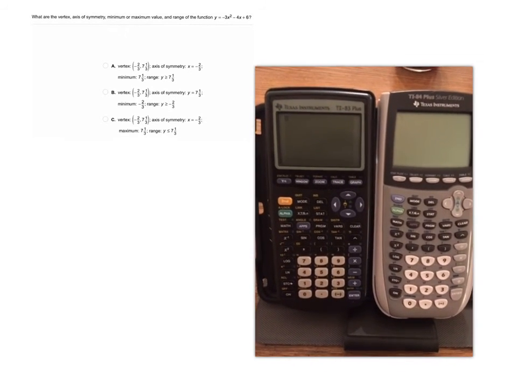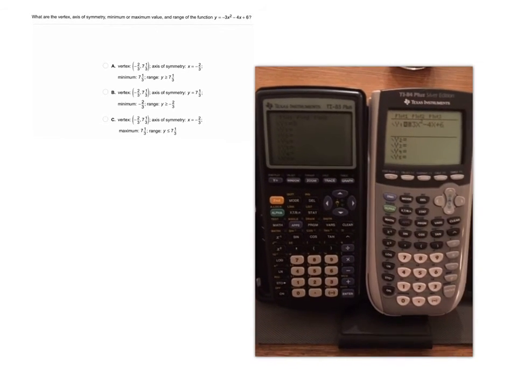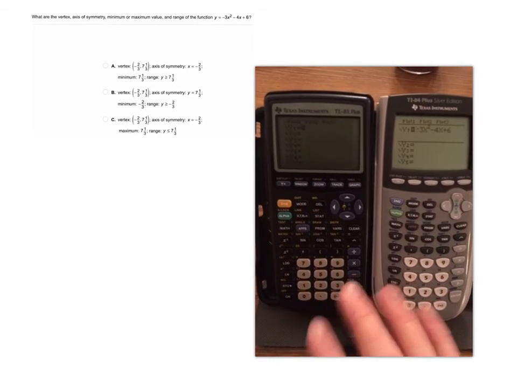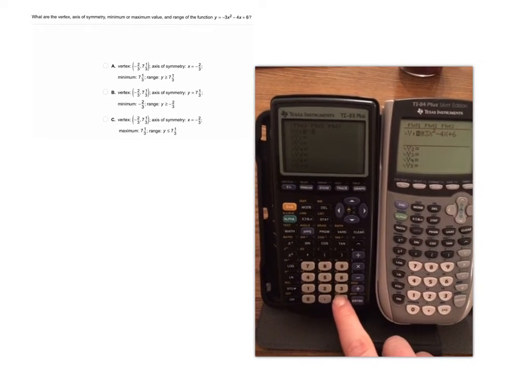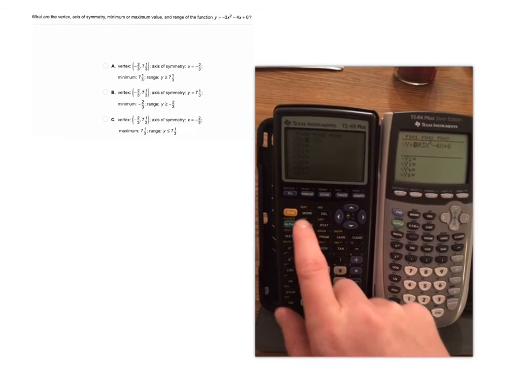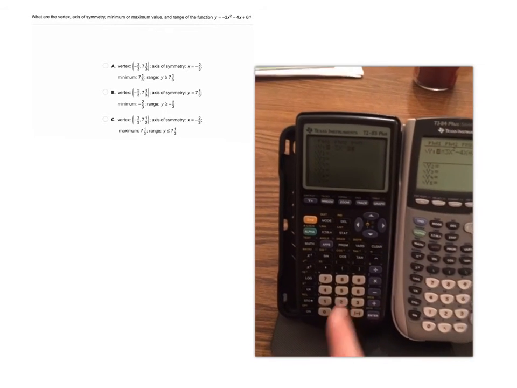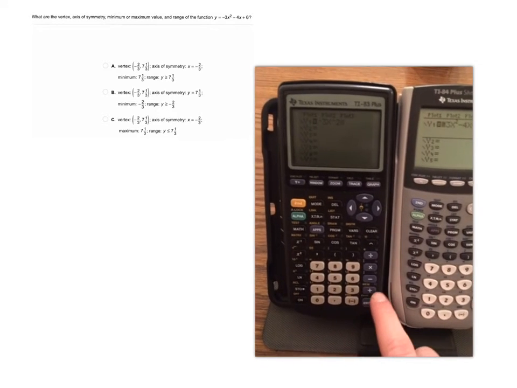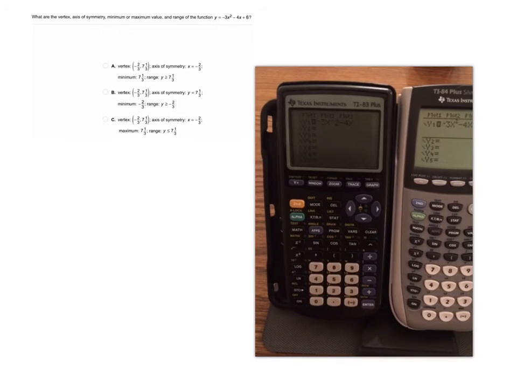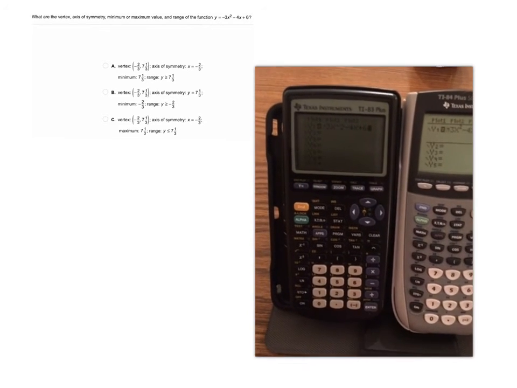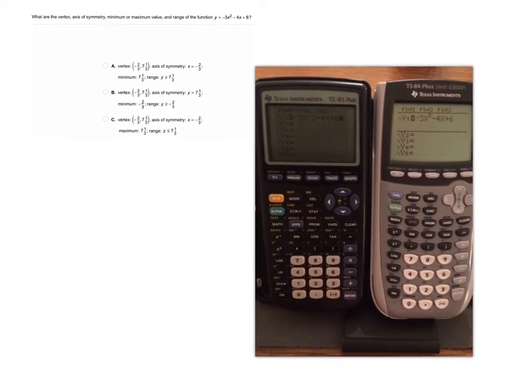For this problem, the first thing we're going to do is go to y equals on both of our calculators. I've already typed it into the TI-84. The TI-83 is a little bit more difficult. When we type in the negative, you have to make sure you use the negative sign at the bottom. So negative 3x. Now to get a square, you're going to use the up arrow and then a 2, and then you're going to type the rest of it in. So minus 4x and then plus 6. Make sure your plot 1 is turned off. Notice how on both my calculators, plot 1 is turned off.